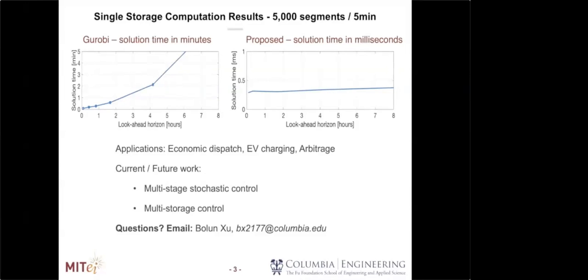Because we consider a model predictive control framework, this algorithm can be very easily applied to different applications, including economic dispatch, electric vehicle charging, and arbitrage. In our current work, we have explored extending this algorithm into multi-stage stochastic control, and we are also working on multi-storage control. If you have questions, feel free to talk to me later or shoot me an email.